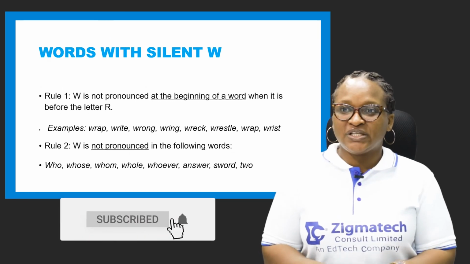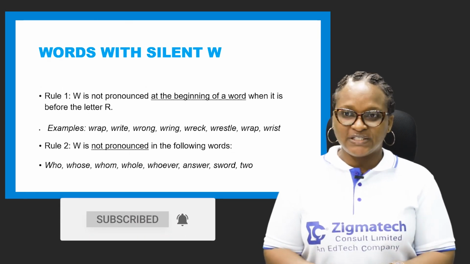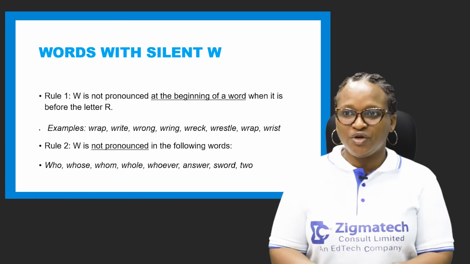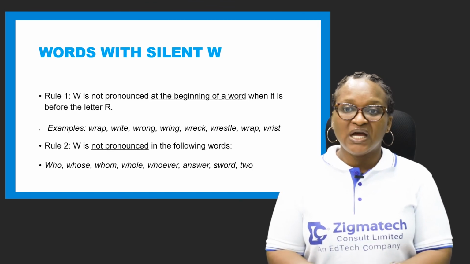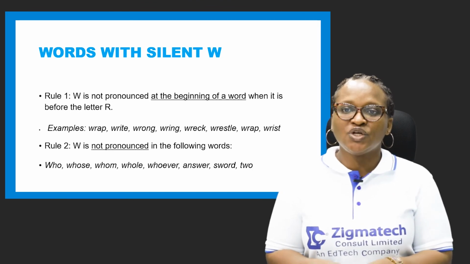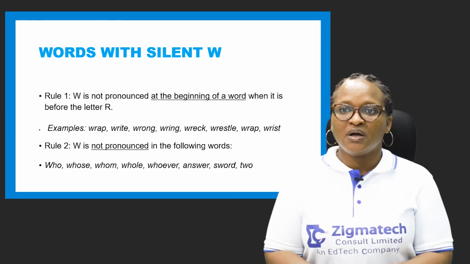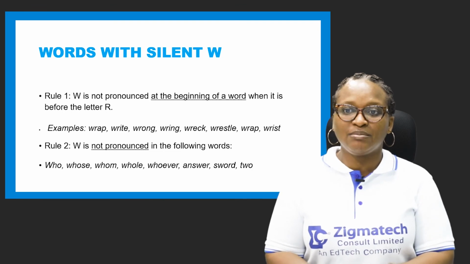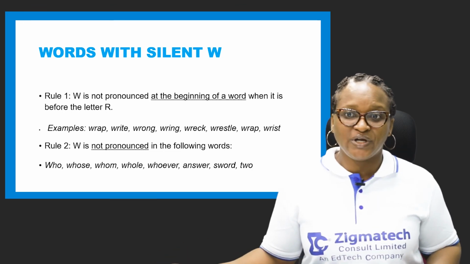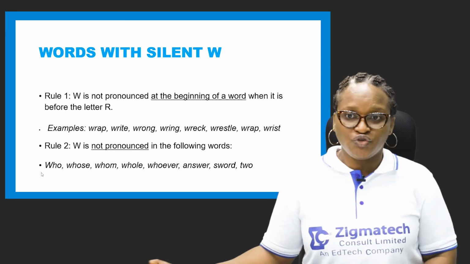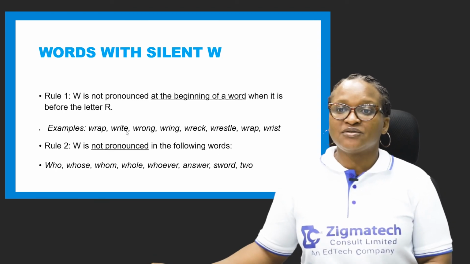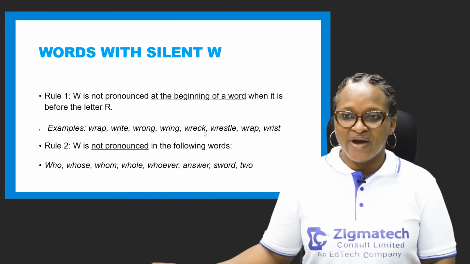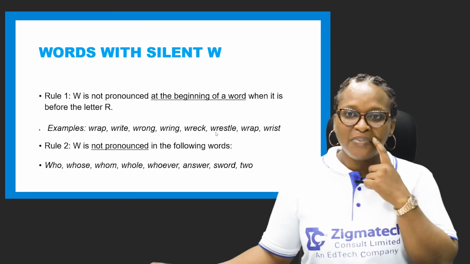Okay, now we have words with silent W. Rule 1 says that W is not pronounced at the beginning of a word when it is before the letter R. Once you see a word that has R in it but starts with a W, the W is not pronounced. That's when W starts the word. We have such words as wrap, write, wrong, wring, wreck, wrestle, and wrist.